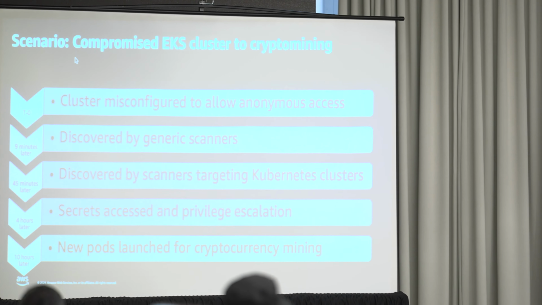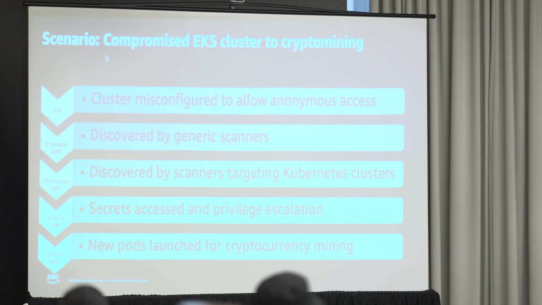All right, so from a scenario-based perspective, again, this is something that unfortunately is very common. Compromised EKS cluster to crypto mining, just to illustrate how quickly this can happen. So you have T0, you have the cluster misconfigured to allow anonymous access. Within 10 minutes, scanners online will start to pick it up. 45 minutes later, there are people who just scan for open Kubernetes clusters.